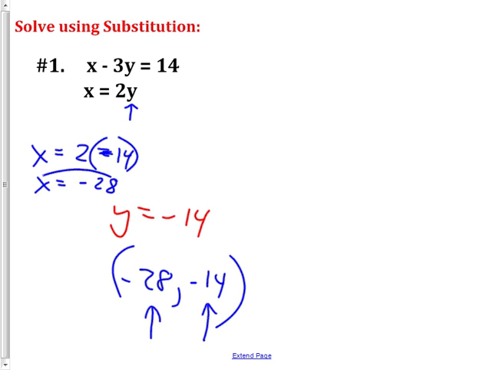Could you write them this way? Sure. Either way is okay.